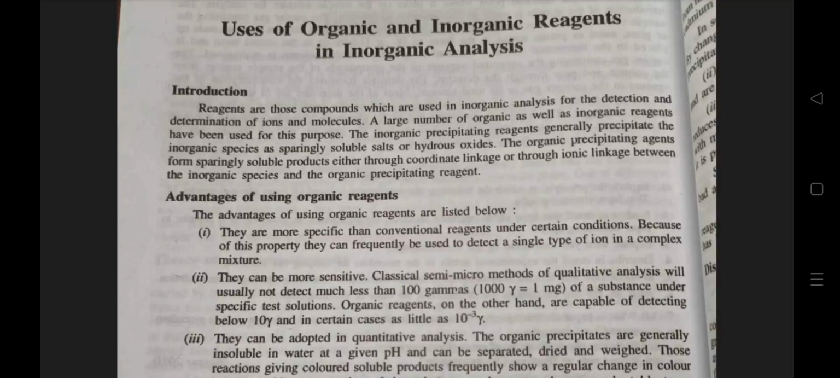Classical semi-micro methods of qualitative analysis will usually not detect much less than 100 gammas of a substance under specific test solution. Organic reagents, on the other hand, are capable of detecting below 10 gamma and in certain cases as little as 10 raised to power minus 3 gamma.